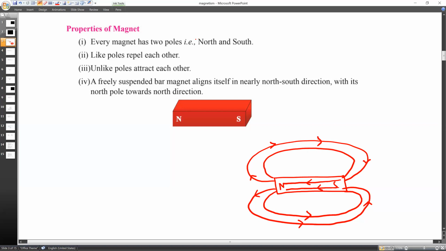And we can say that it is continuous. Magnetic field lines are continuous in nature. They come from north and enter the south, and then move from south to north, so they are inside and outside. If I draw the magnetic field lines, it is like this. They are straight and parallel inside.